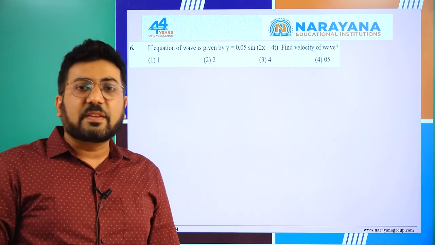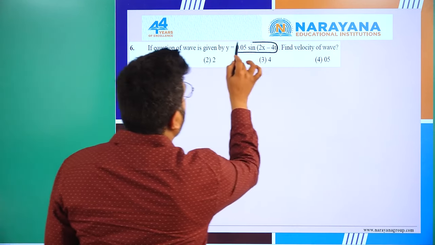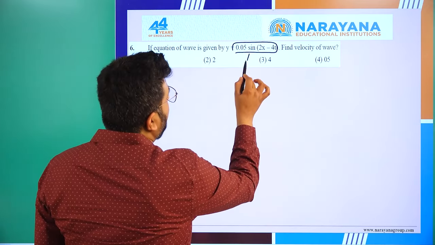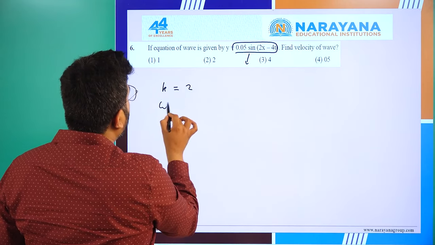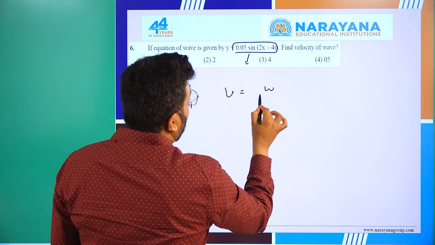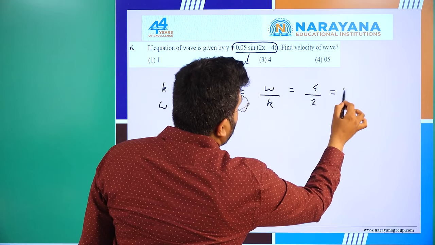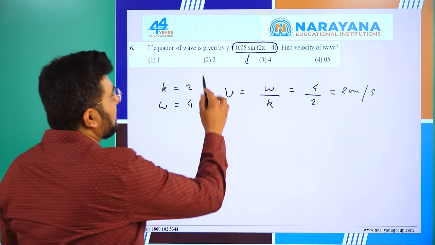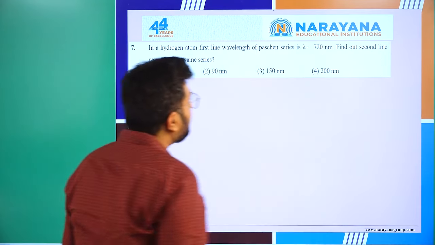Now this is a very simple question, and in this question they have given the equation of the wave and they are asking the velocity of the wave. Now if I compare it with the standard wave equation, I'll get k equals 2 and omega equals 4, and we know that the wave velocity is omega by k. So that is equal to 4 by 2, and that is equal to 2 meter per second. Okay, so this is the answer. Let's go to the next question.